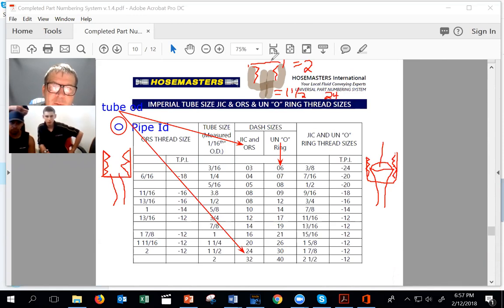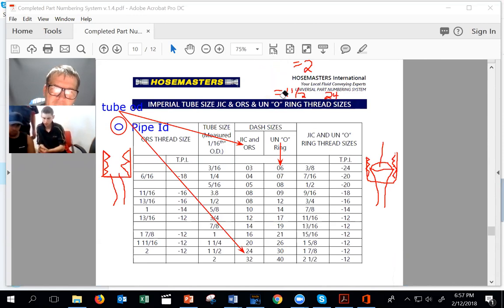Steve, have I explained it well enough? I think so. That's a pipe thread. Okay, when you're looking at it, BSP is a pipe thread and it's measured by its pipe.